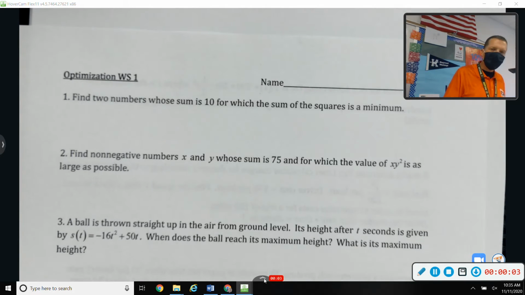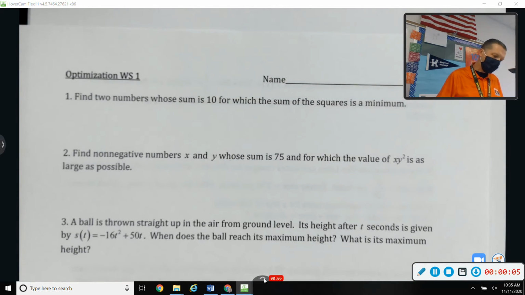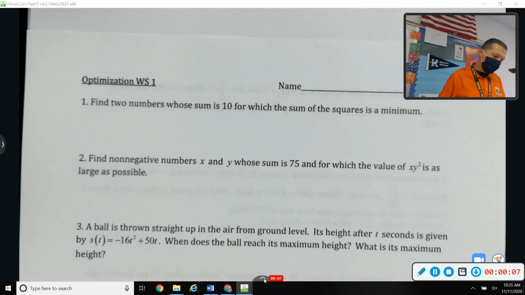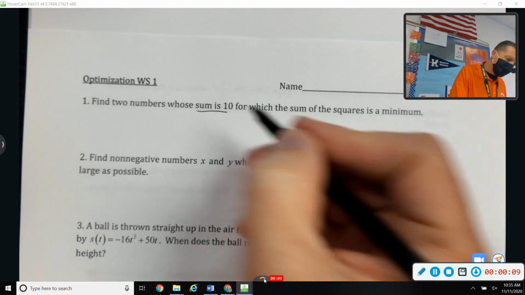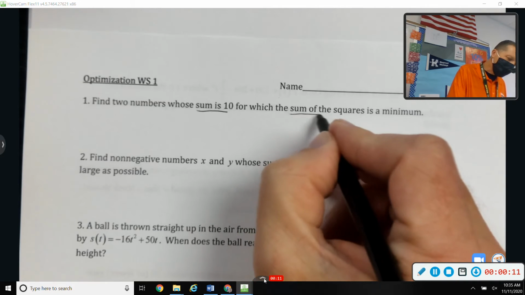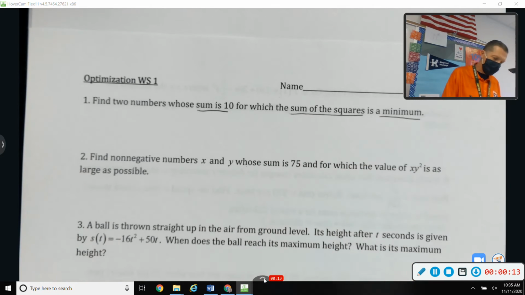All right, worksheet number 1. Let's do number 1 together. Find two numbers whose sum is 10, for which the sum of the squares is a minimum. Find two numbers.